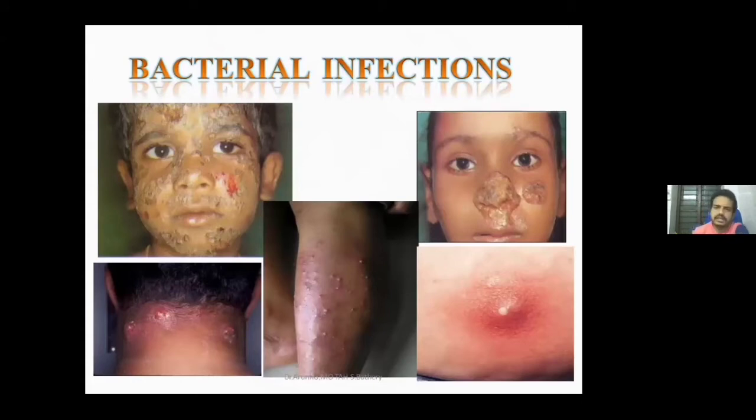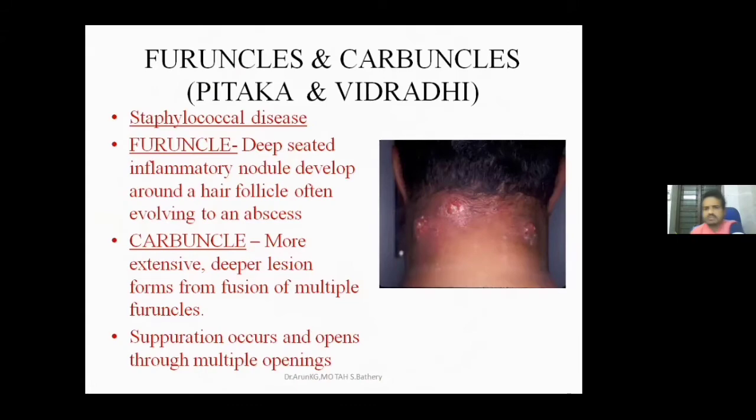Now considering the next N18 infections, that is bacterial infections. First of all, Pedaga and Vidadi. Pedaga means furuncles, which can be compared to carbuncles, but carbuncles are more deep-seated. There will be multiple openings. In furuncles, there will be one inflammatory nodule.